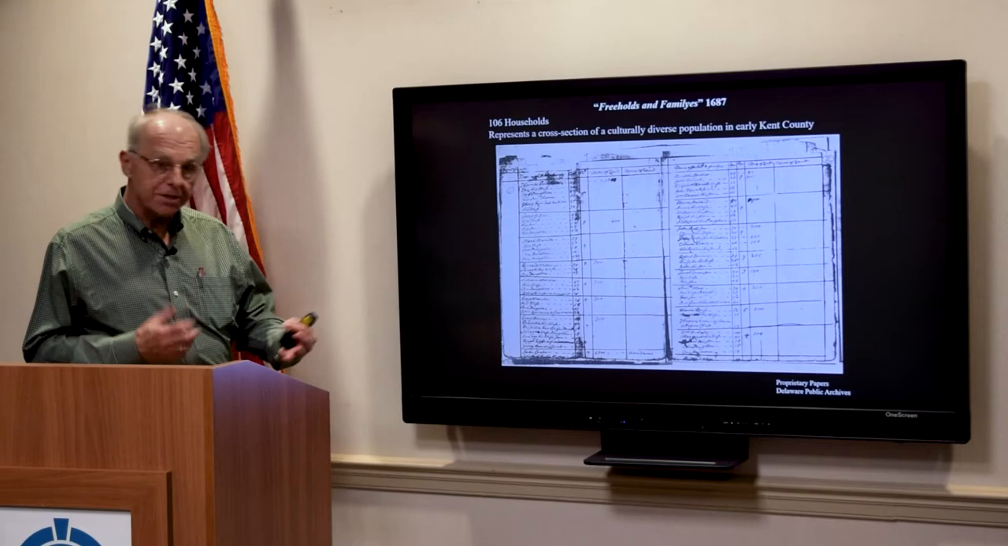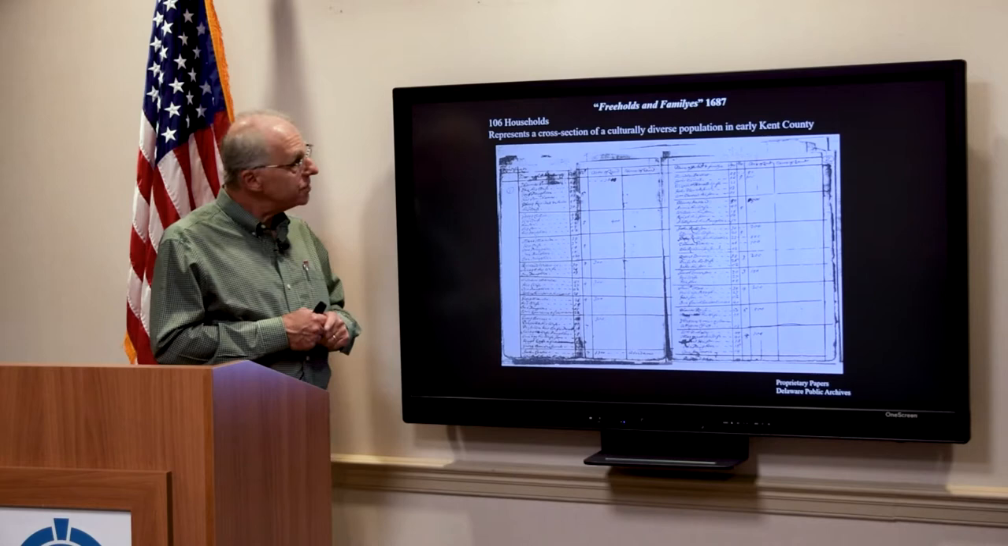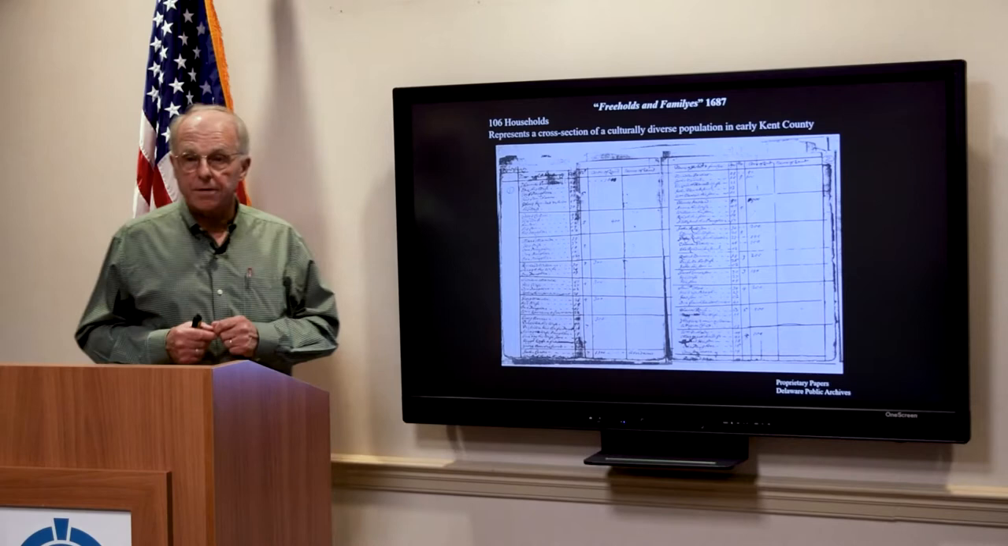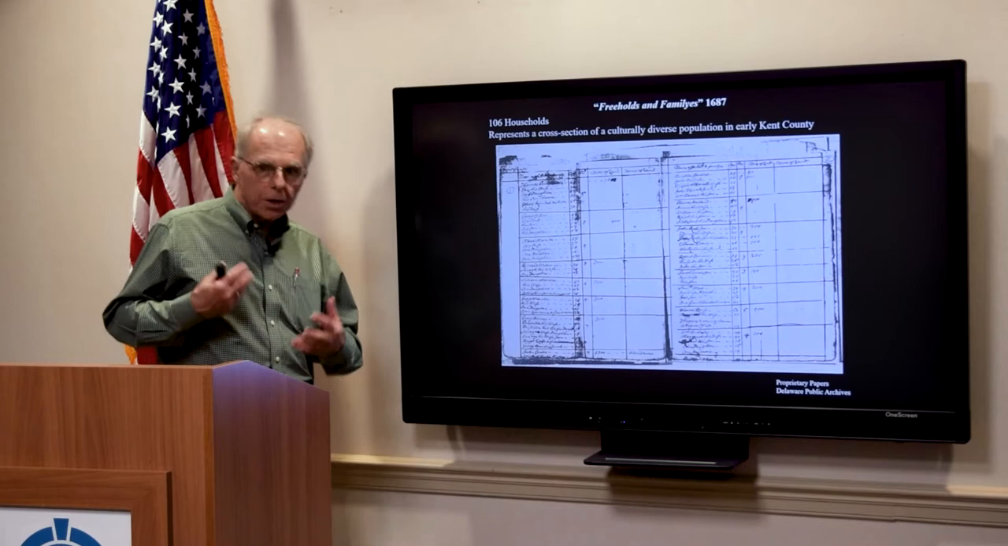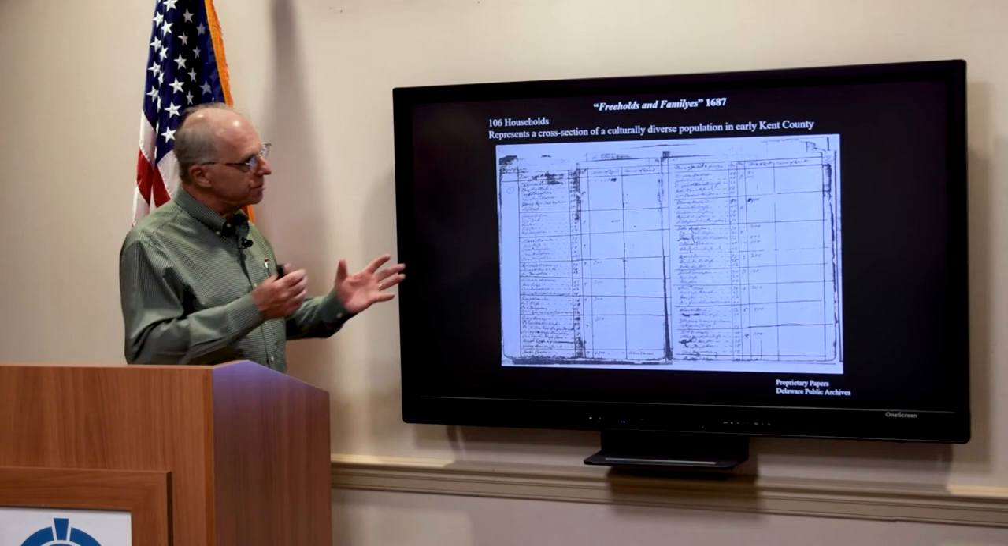So today, in looking at social history, we're going to take a particularly significant one, and it's this one that you see here. This is a record from 1687 of the freeholds and families that existed in a part of Kent County. Very interesting document. Again, a type that does not exist in this form anywhere else. And what this record does is it looks at a part of Kent County. We're pretty sure it's not the whole thing.